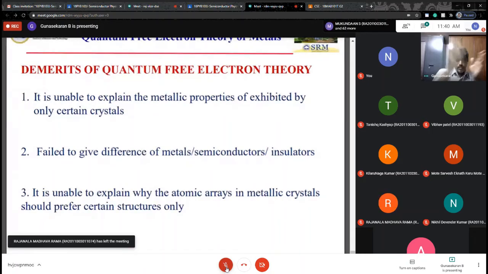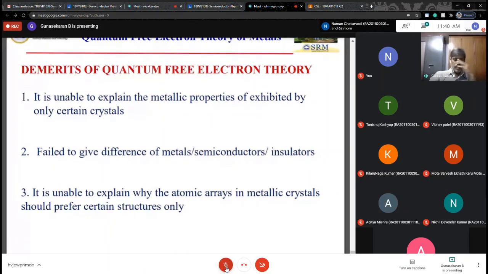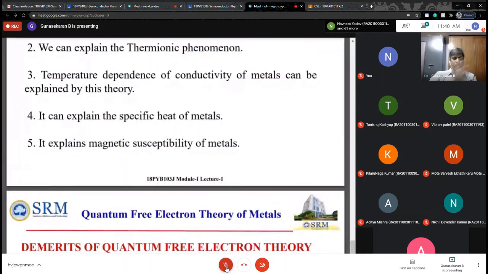Why? Some assumption is wrong. What is that assumption? They assume that the electrons are moving in a constant potential, and that is wrong. Bloch remodified that theory, but Bloch followed quantum mechanics only, not classical mechanics. He took the electrons as not moving in a constant potential, but in a periodic potential.